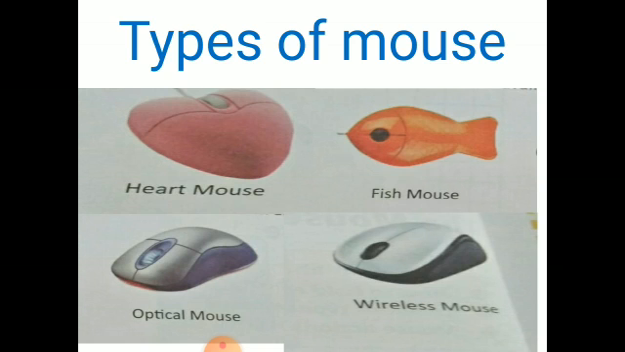First one is heart mouse. This mouse shape is like a heart shape, so we can say that this is the heart mouse. Second one is fish mouse. This mouse shape is like a fish, so we can say that this is a fish mouse.